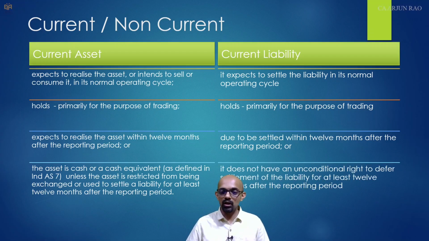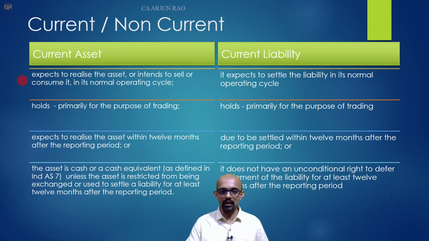Or it does not have an unconditional right to defer settlement of the liability for at least 12 months after the reporting period. If the entity has the right to defer payment for at least 12 months, that means it will pay next to next year, then in that case it is not a current liability. If you don't have that right, then it's a current liability, right?